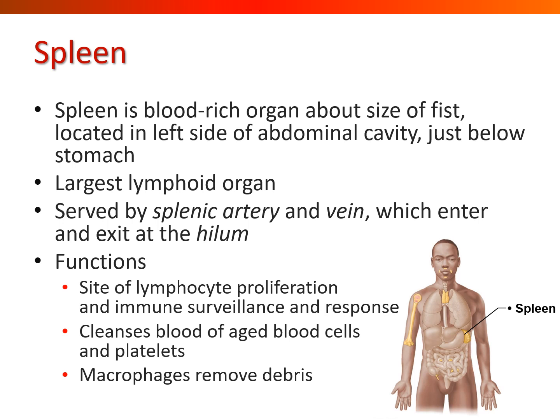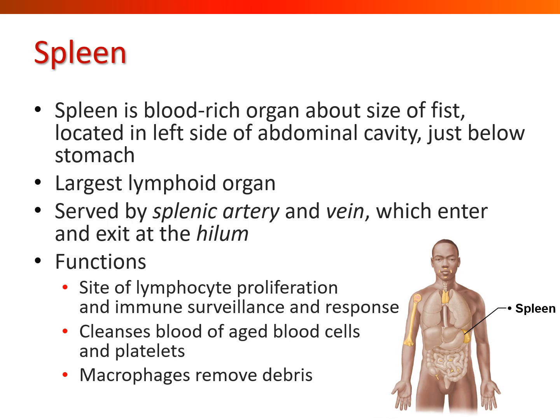And the job of the spleen is that it is the site of lymphocyte proliferation. So our B cells and our T cells can actually go there and replicate. And it's also the site of immune surveillance and response. Now, what do we mean by that? Immune surveillance means that these B cells and these T cells that are out in the spleen are looking at what's coming in by way of the blood. And if they see anything that they need to act on, they respond.